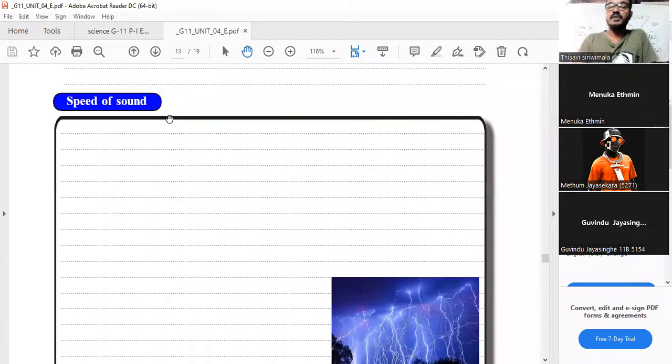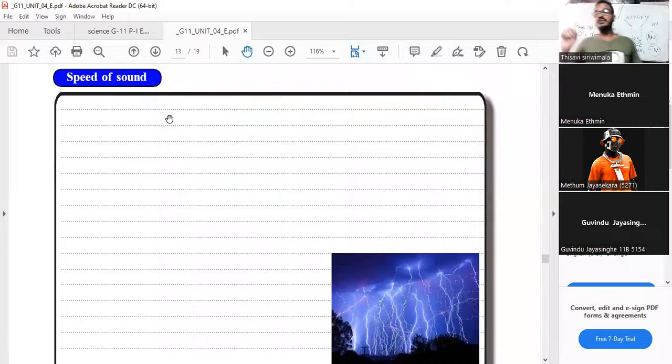Speed of sound. Okay. Now, according to what we know, sound is a type of wave, and waves propagate. They will move from one place to another. Because of the propagation of sound, you can hear me. The sound produced by me comes to the microphone. Okay. Then speed of sound. A moving thing has a speed. So the speed of sound depends on many factors. That's what we are going to look at.